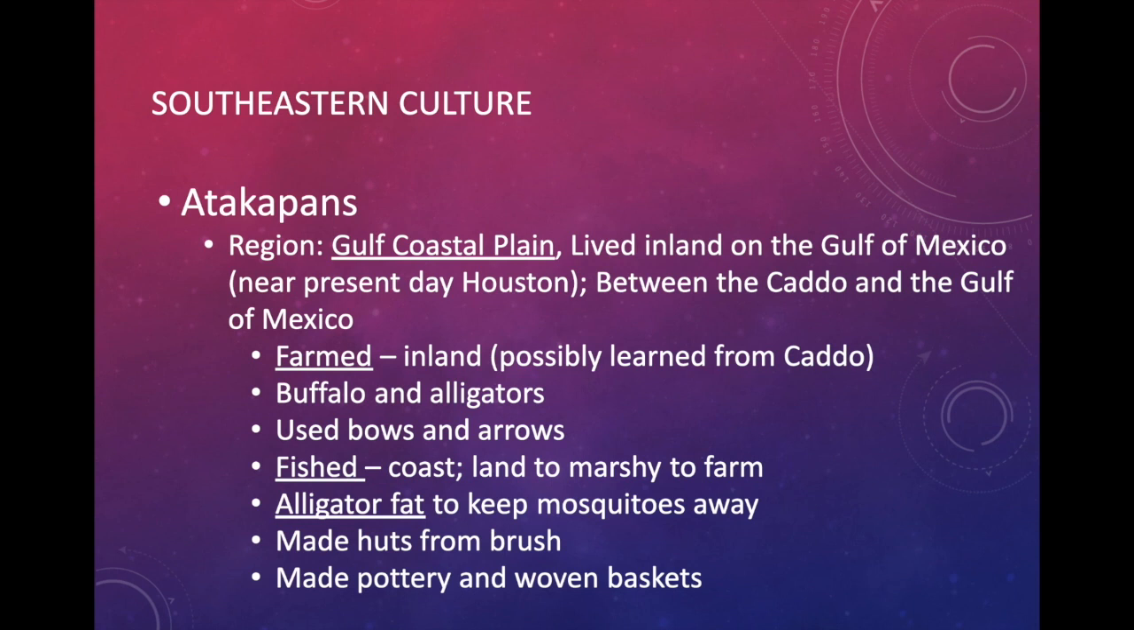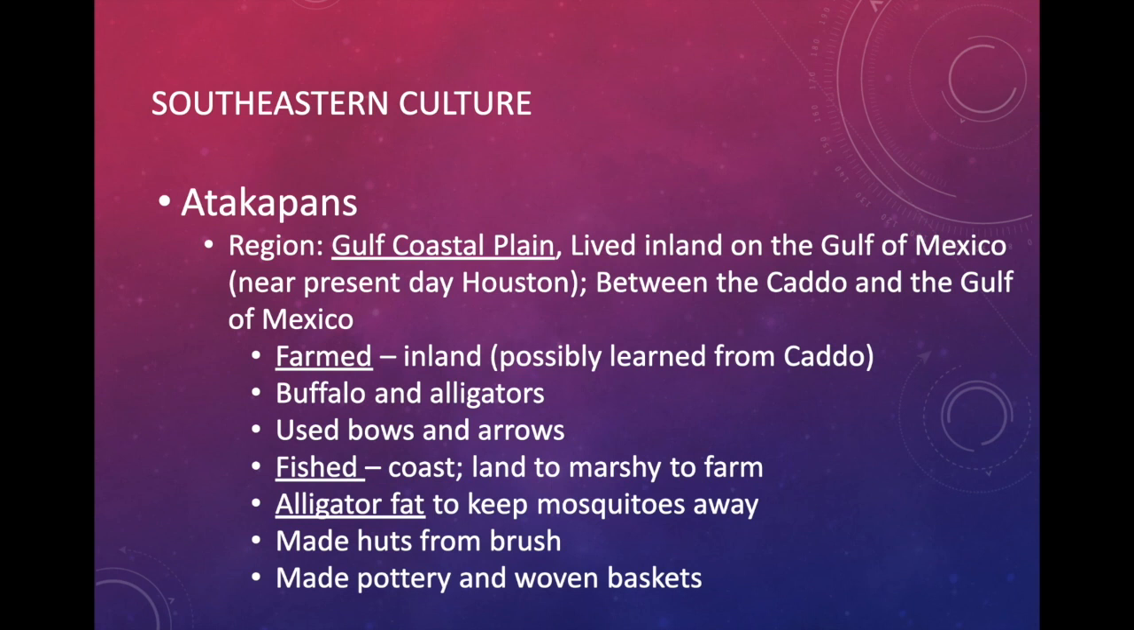The Atakapan is the last group that's part of the Southeastern culture that lived in Texas. They lived in the Gulf Coastal Plain, and they lived right on the Gulf of Mexico, near where present-day Houston is. So you could say that they lived around Houston, between the Caddo and the Gulf of Mexico. They farmed, and it's possible that they learned their farming techniques from the Caddo. They hunted buffalo and alligators. They used bows and arrows for that.